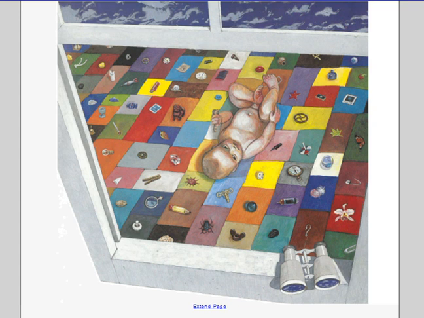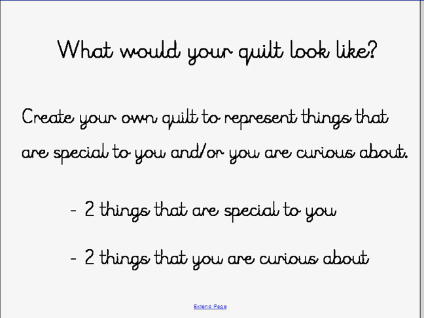Again, you can do it through the use of ICT, through screenshotting pictures and putting them together as a quilt. You can draw them. If you've got them in your house, these items, you could take a picture of those and upload them to Dojo and write in the comment why they're special to you or why they interest you. So I would like you to create your own quilt to represent things that are special to you and you're curious about. So I want at least 2 things that are special to you, and at least 2 things that you are curious about. And I'd like a short sentence about each to tell me why they're special or why you're curious. What is it that interests you about that?